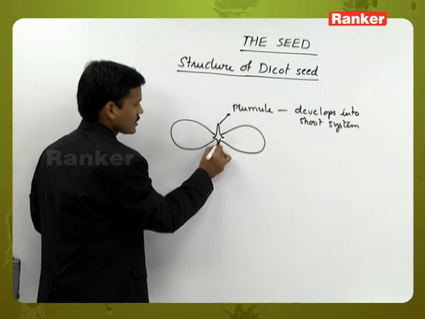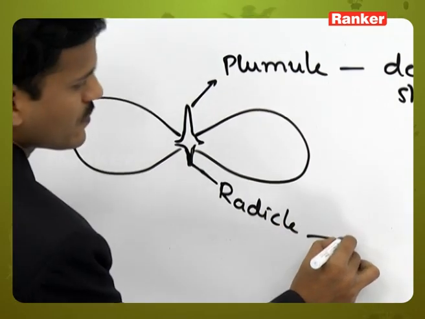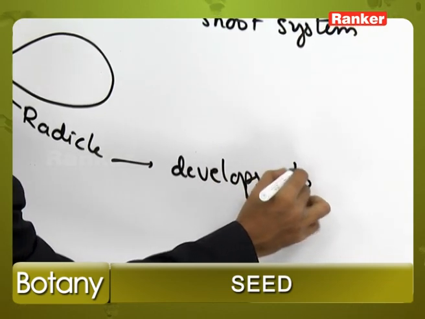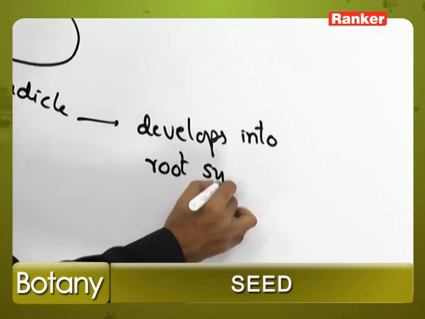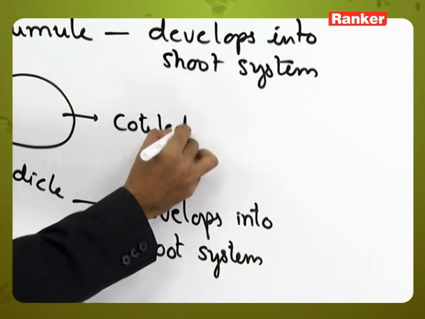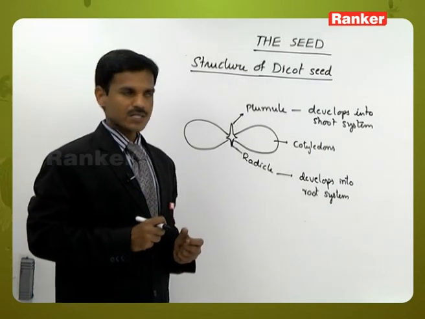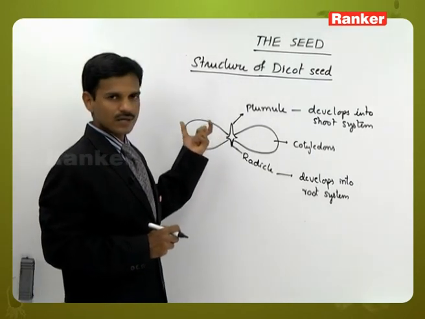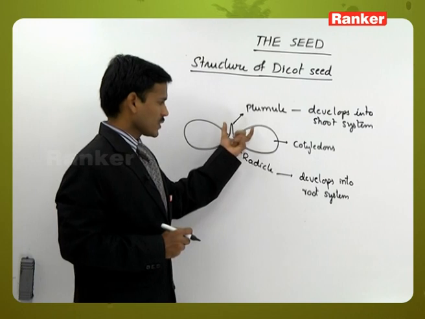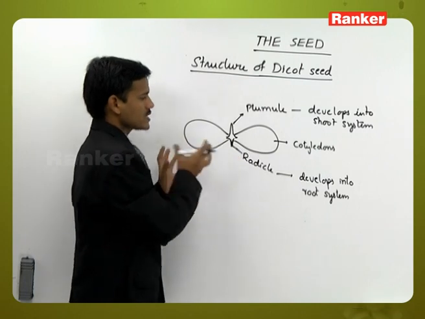And this is the radicle. The radicle develops into the root system. And these are the cotyledons, which are rich in nutrients or proteins. In pea plants, Fabaceae or Leguminosae family members, the cotyledons are rich in proteins, storing the proteins. The plumule, radicle, and two cotyledons together form the embryo structure.